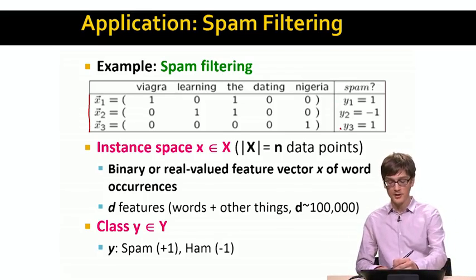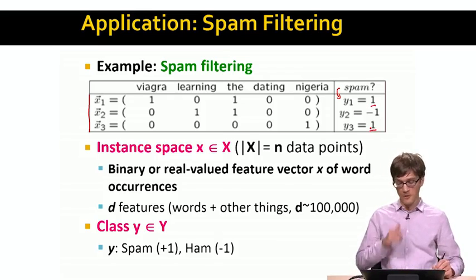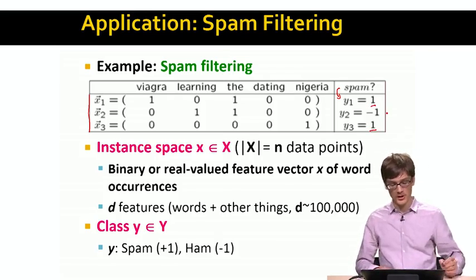And for each of these documents, I also know their label, right? I know whether they are spam. So for example, first and third documents are spam, while the second document is not spam, okay?